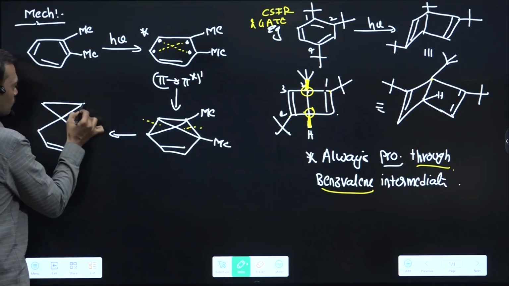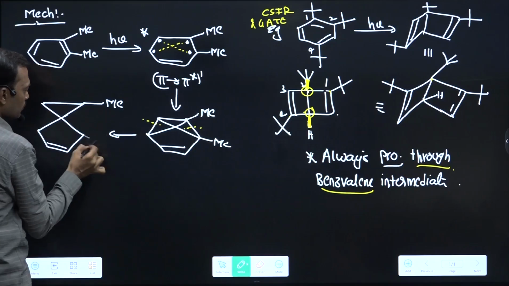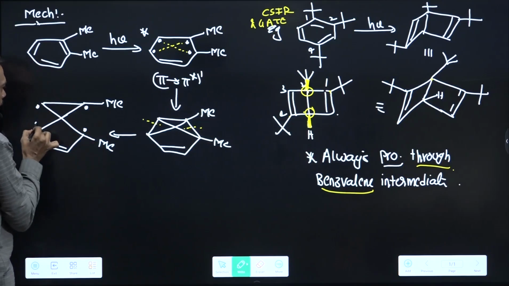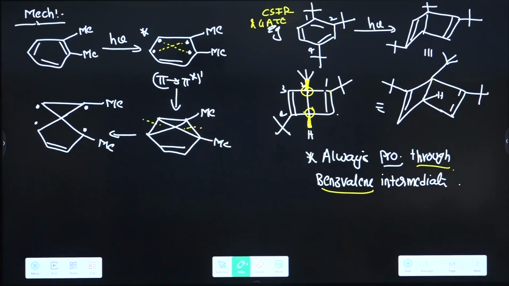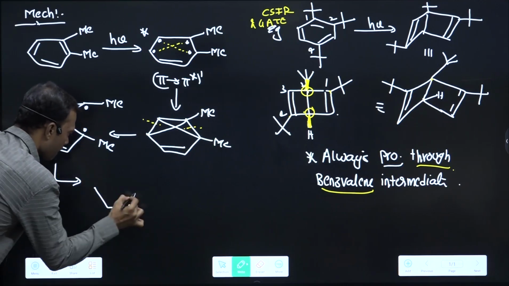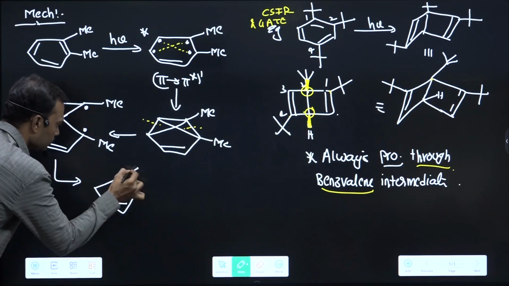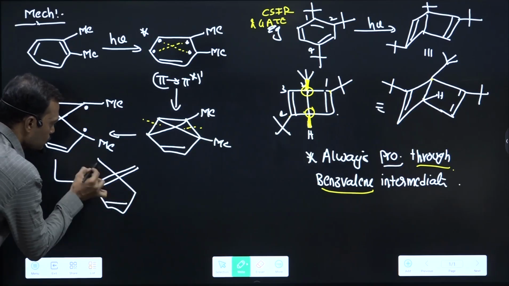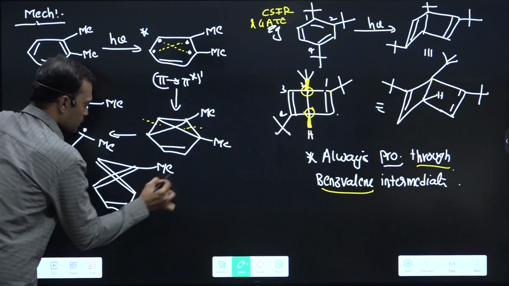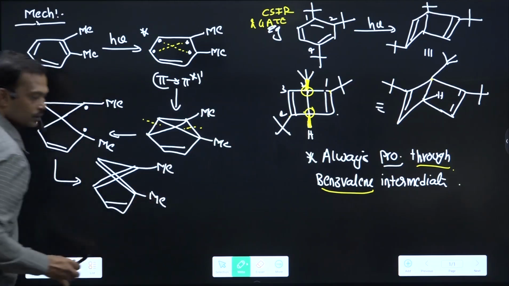So here there is a bond. Here methyl is present and here also methyl, radical, radical, radical, radical. After breaking this, this and this join together, this and this join together. After joining these two, here one double bond and here also one double bond, and this will be connected here. So here it is Me and here Me.